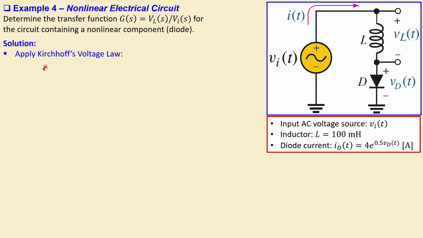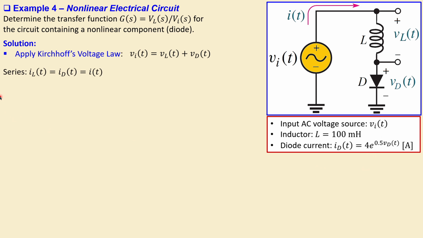Now solution. Now applying Kirchhoff voltage law, we can do the following. This voltage is equal to that voltage plus the voltage across the diode. So we can just say VI is equal to VL plus VD. So input voltage is equal to the inductor voltage plus the diode voltage. We see also some values for the inductor and also the diode currents given by this expression in amperes. Definitely nonlinear by the e to the power some value.